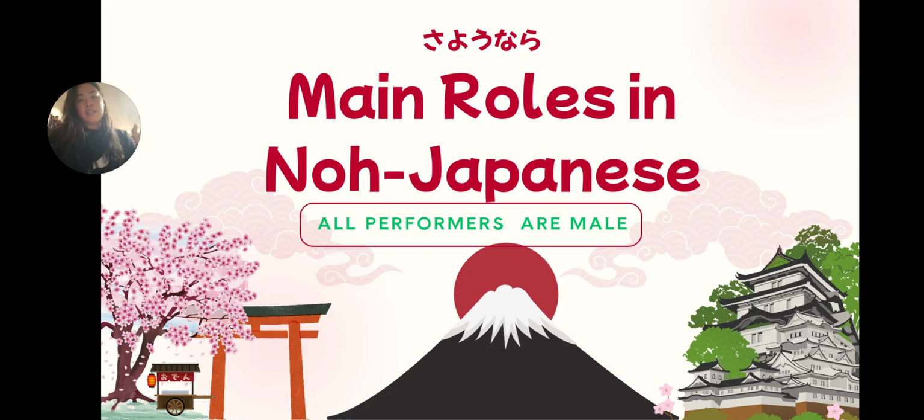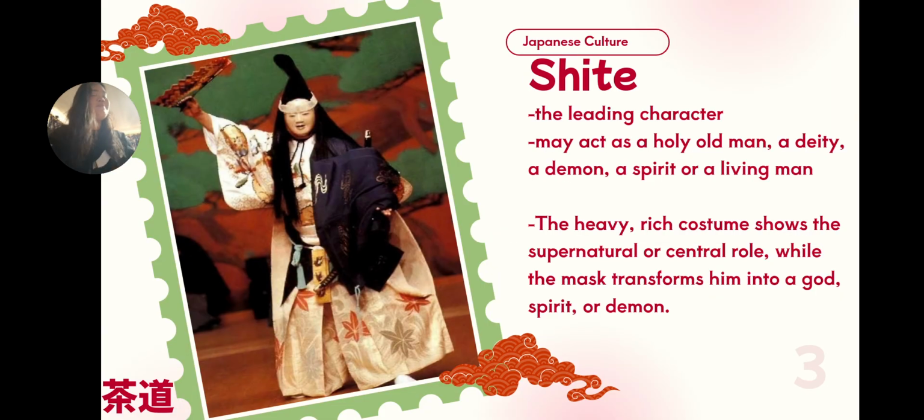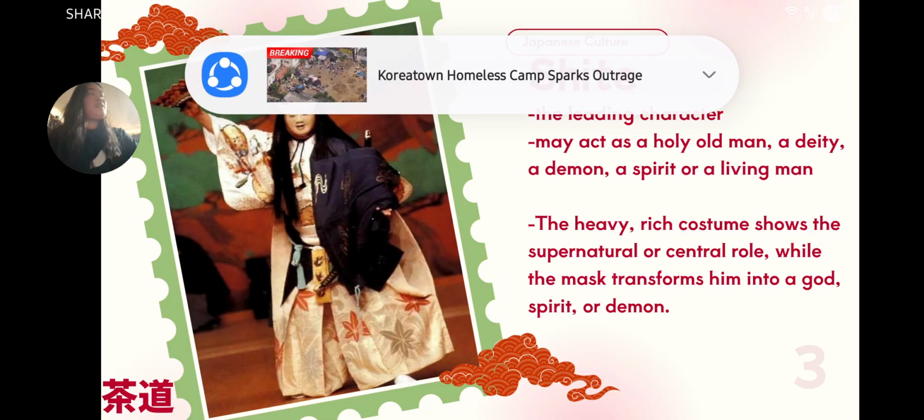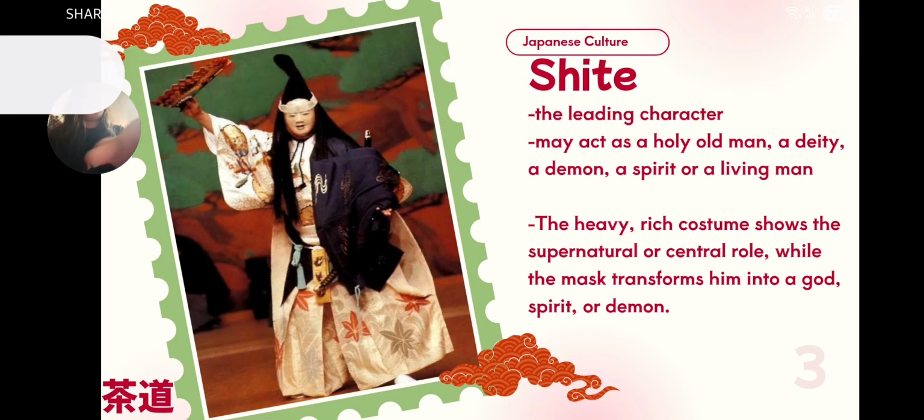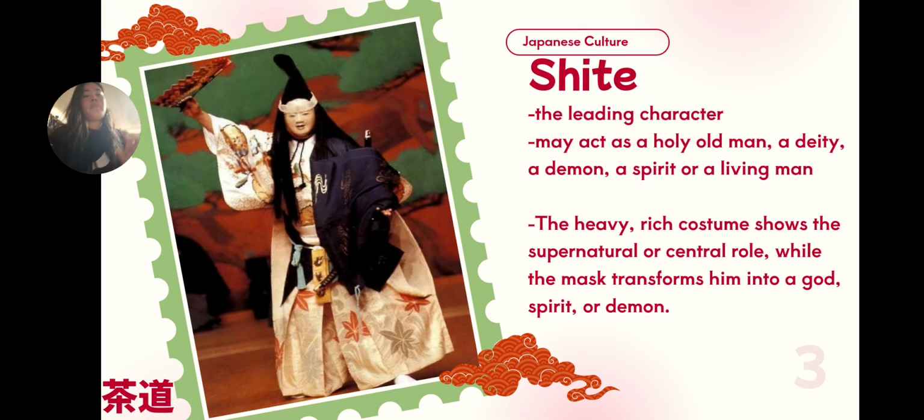So, all performers were male in the 14th century. There were no women who performed on the stage, only men. So first, we have the Shite. Shite is the leading character or the main role for the theater, or for the show. This is the main, or the bida, in our terms.